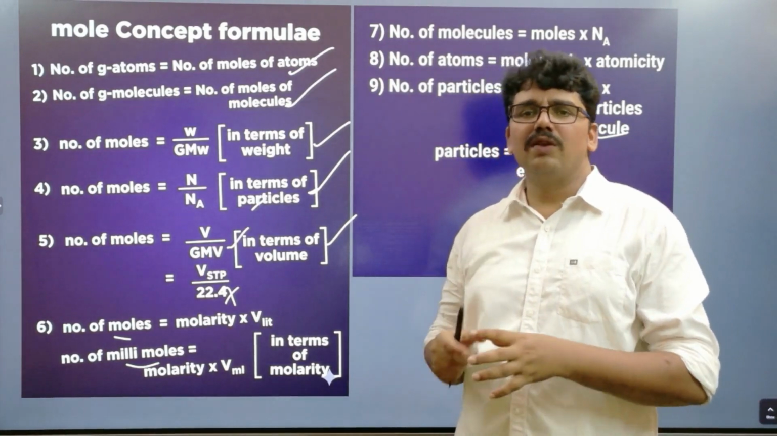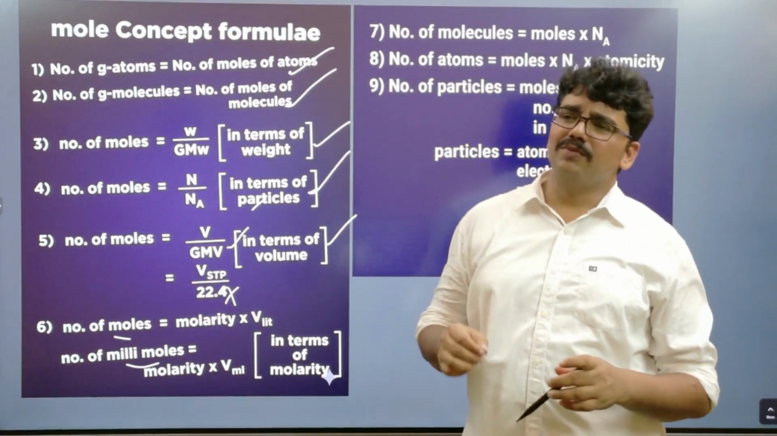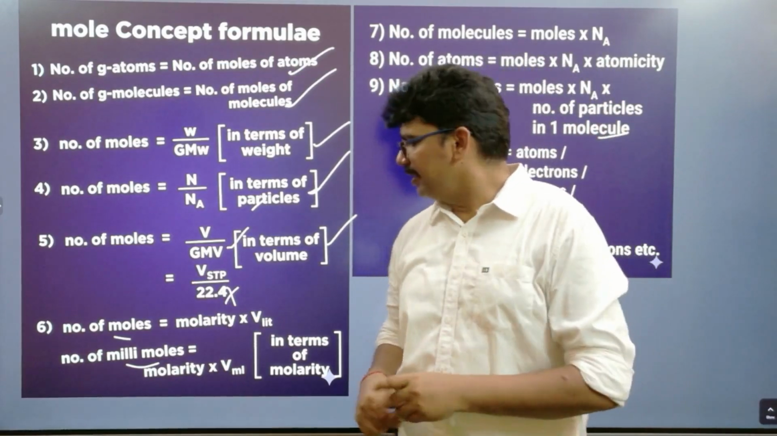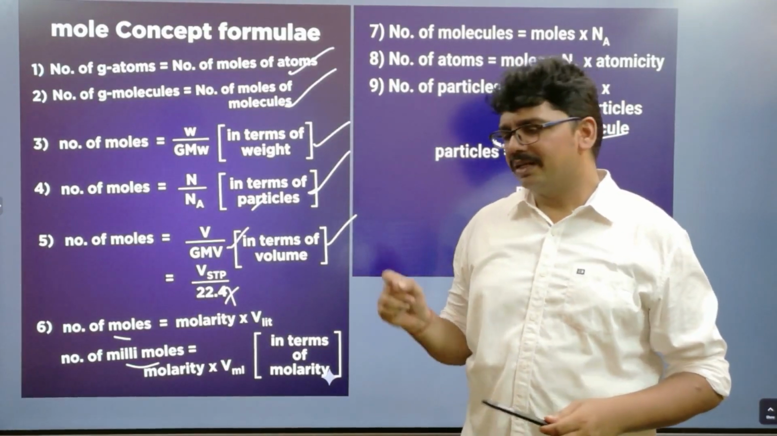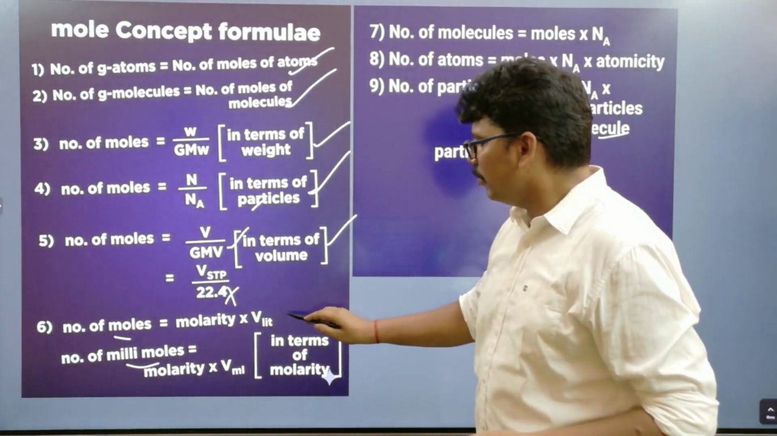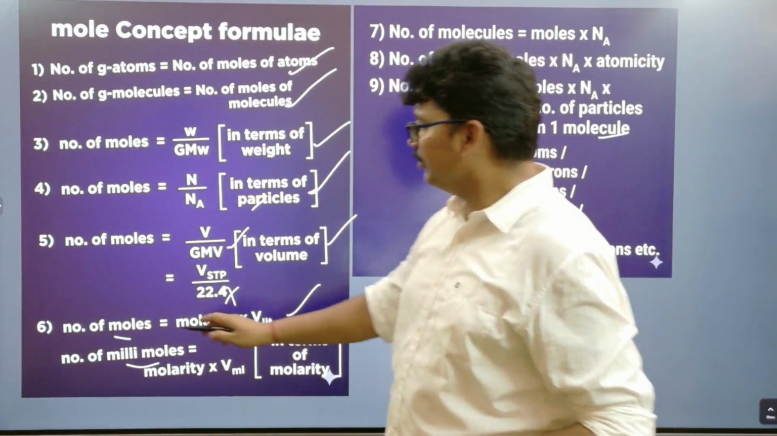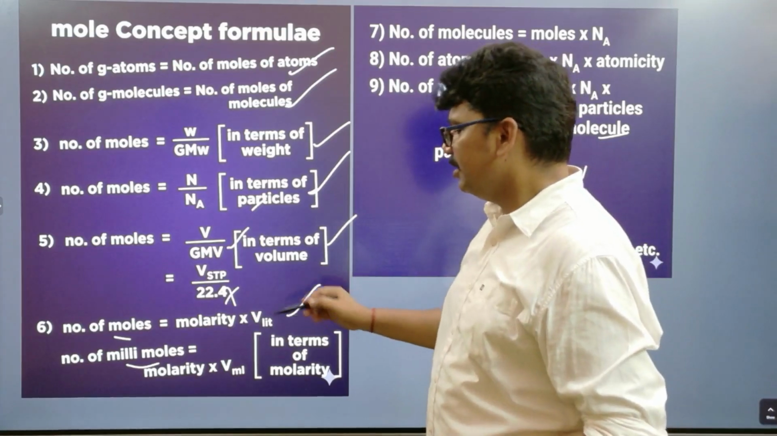Volume of 1 mole of any gas is gram molar volume. So volume of 1 mole of any gas at STP is 22.7 liters. The old value is 22.4, but the perfect value is 22.7. In terms of molarity, number of moles is equal to molarity into volume in liters.